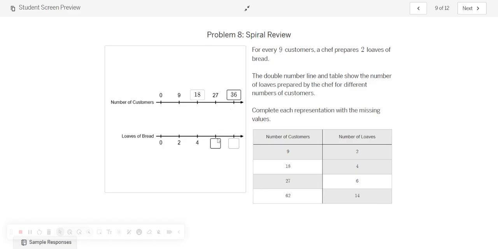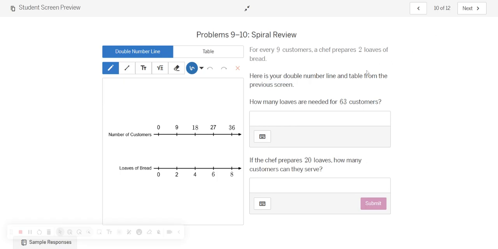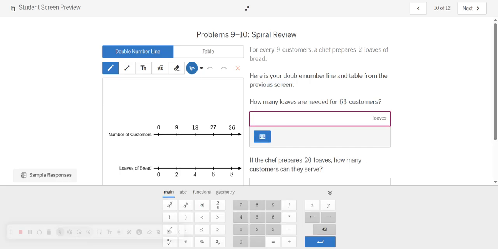Like this one right here would be 36, and this would be 2, 4, 6, 8, but they went all the way up to 14. And so they skipped a bunch in here. For every 9 customers, 9 loaves of bread, the double number line. There we go. Complete the. Yeah. Let's see if I get this correct. Yeah, that's how I would have done it. 36 customers, 8 loaves of bread. How many loaves are needed for 63 customers?